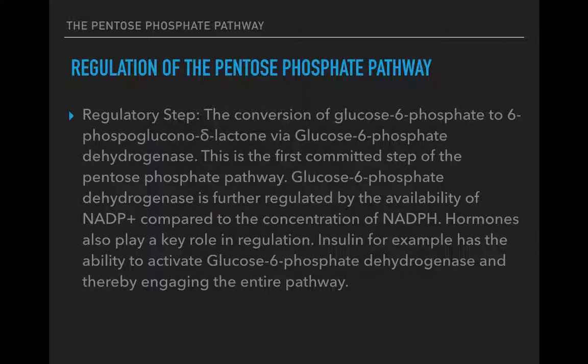So the regulation of the pentose phosphate pathway is going to be that first step, and it's going to be the conversion of glucose 6-phosphate to 6-phosphogluconolactone via the enzyme glucose 6-phosphate dehydrogenase. This is considered the first committed step of the pentose phosphate pathway. Glucose 6-phosphate dehydrogenase is further going to be regulated by the availability of NADP+ compared to the concentration of NADPH. Hormones can also play an important role in regulation. Insulin, for example, has the ability to activate glucose 6-phosphate dehydrogenase and thereby engaging the entire pathway.